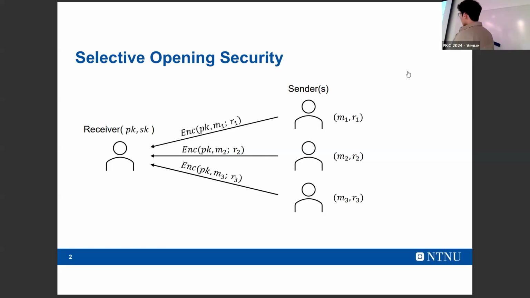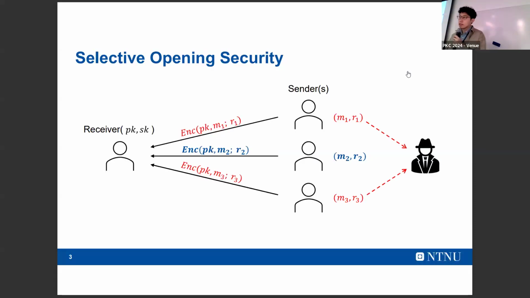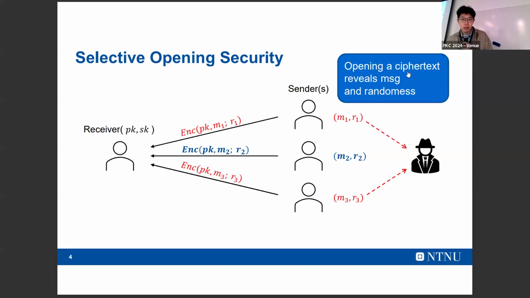Because the previous talks gave a very good introduction, here I just give a very brief review. Let's consider public key encryption. Selective opening security is defined for the PKE setting. We consider a receiver with a public key and secret key, and we have a lot of senders, and the senders can use the public key to encrypt some messages to the receiver using some randomness. And as mentioned in the previous talks, the adversary can learn the message and randomness of a ciphertext. This is what we call selective opening security. The opening of a ciphertext means that the message and the randomness are revealed.